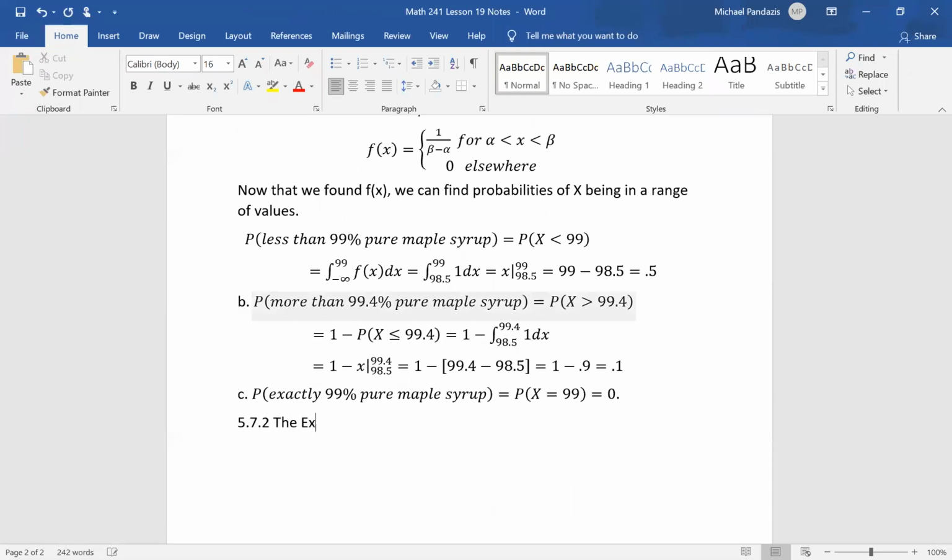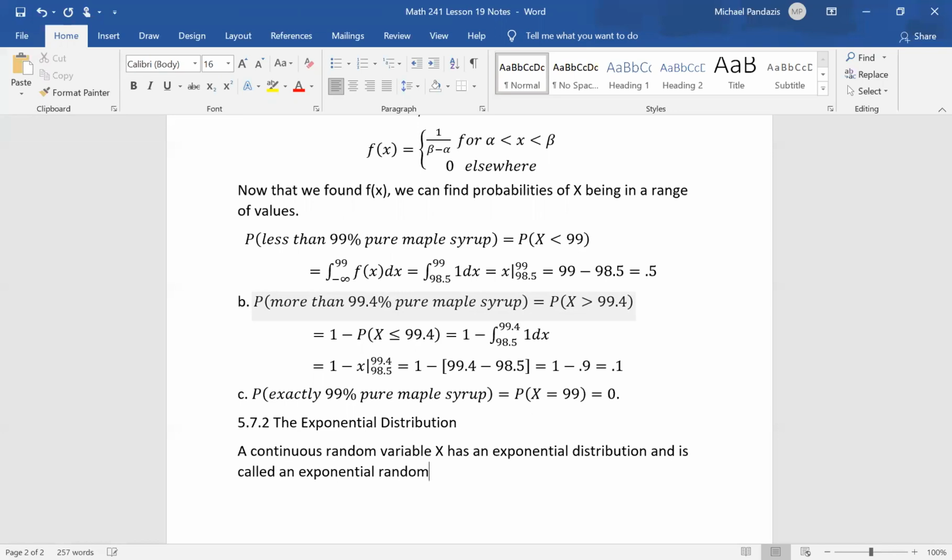Okay, so 5.7.2 is on the exponential distribution. A continuous random variable, capital X, has an exponential distribution and is called an exponential random variable if its PDF can be defined as follows.